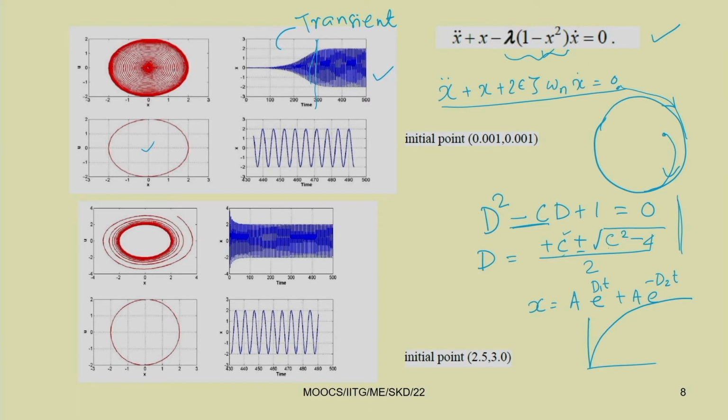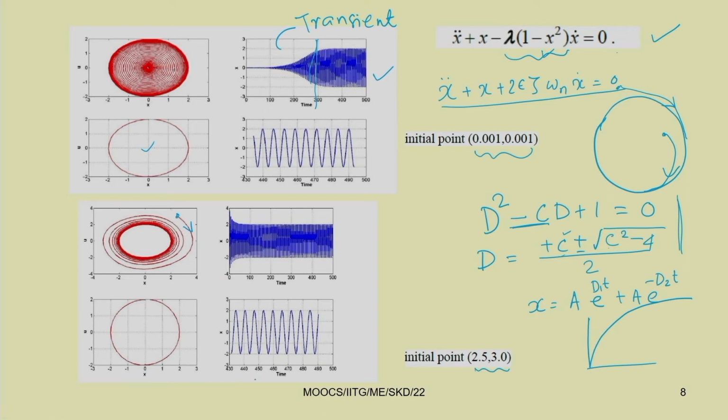So, now you know how to plot the time response and phase portrait in the case of the van der Pol type of equation. Just see the second case. Here the initial condition was taken inside the circle, but if we take the initial point outside the circle, that is 2.5 and 3.0, then you can see it goes back. The orbit reduces, and from the time response it will be clear that it reduces and finally reaches the steady state solution.